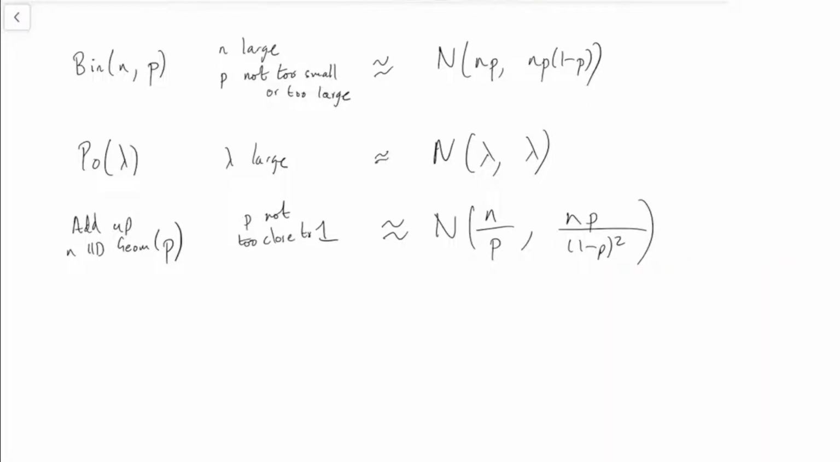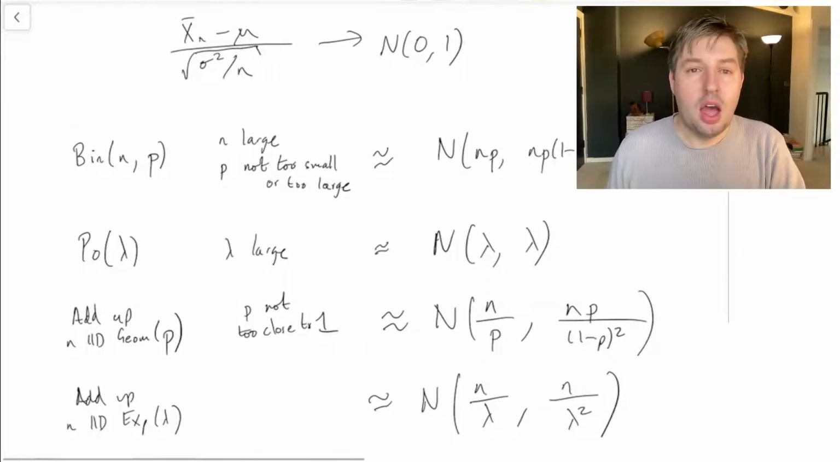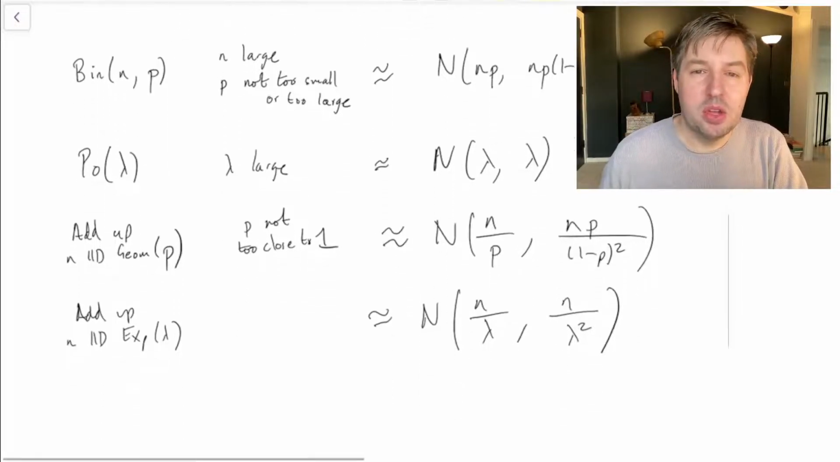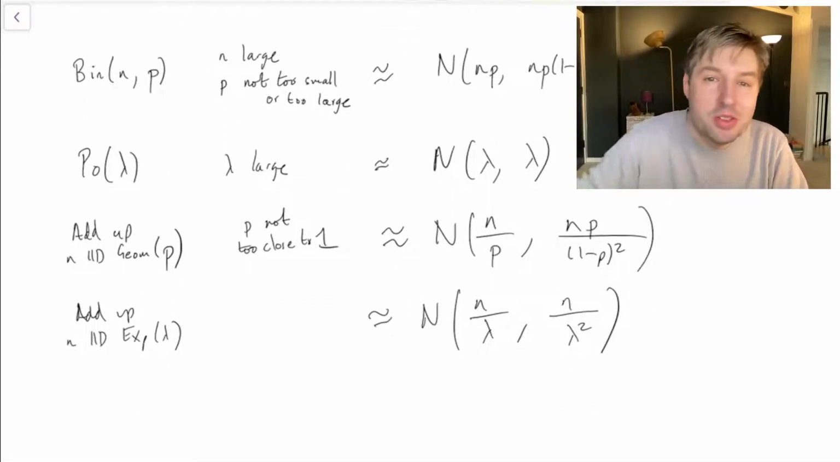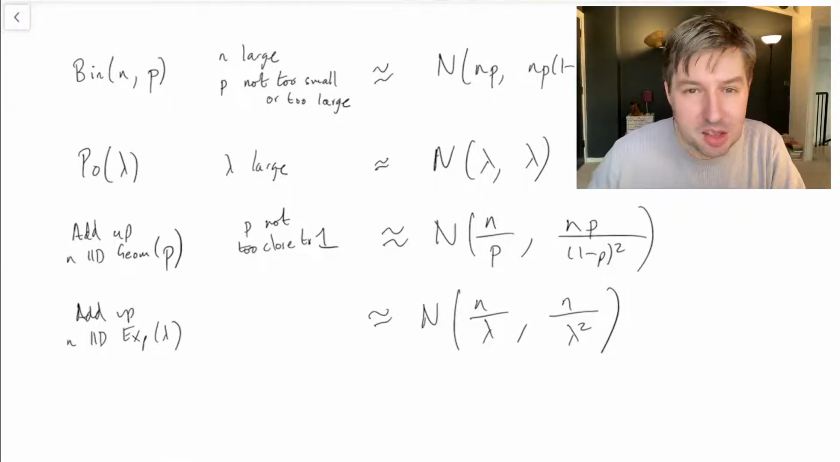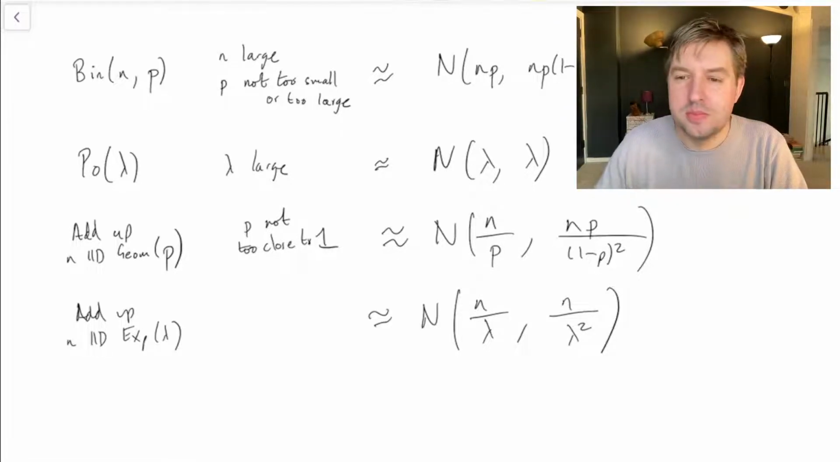And then similarly, if we add up n IID exponential(lambda)'s, this is sometimes called a gamma distribution for what it's worth. This will be approximately normal. The expectation of one of those is 1 over lambda, so n of them is n over lambda. The variance of one of them is 1 over lambda squared, so n of them is n over lambda squared. I haven't put normal down here because we know that the sum of normal distributions is exactly a normal distribution. No approximations needed.